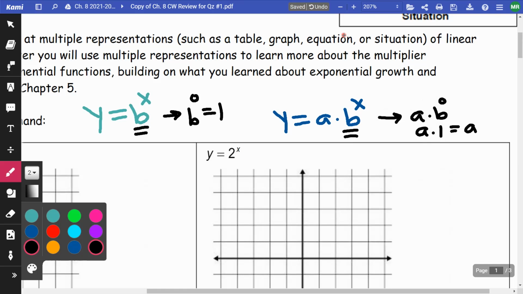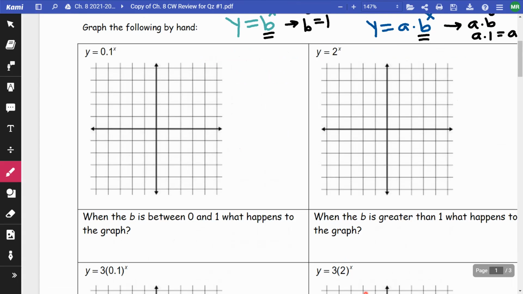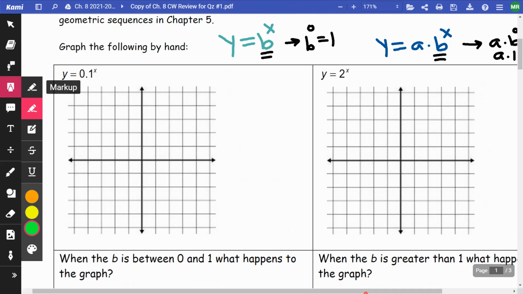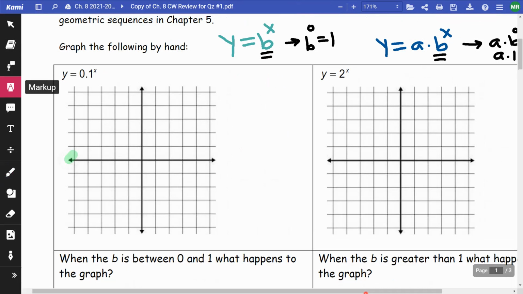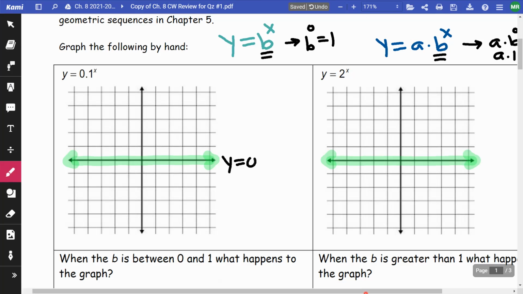So when we are graphing these, in this first graph, the first thing I'm going to do is I'm going to draw in my asymptote. I'm going to have an asymptote right here on the x-axis. I'm going to put them in both of them because both of them are going to have the same one. And that equation is going to be y equals 0.